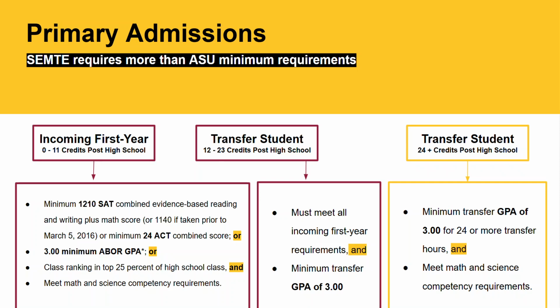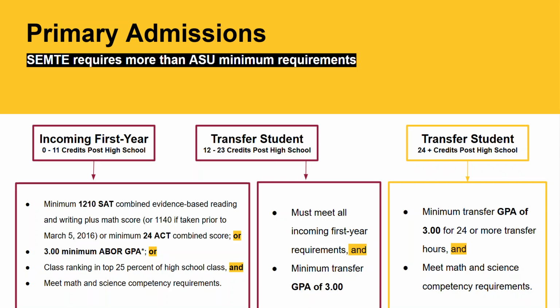For incoming first-year students or students who have completed 0 to 11 credits post-high school, you must have one of the following: a minimum 1,210 SAT combined evidence-based reading and writing plus math score, or a minimum 24 ACT combined score, or a minimum 3.0 A board GPA, or a class ranking in the top 25% of their high school class. In addition to one of those, they must also meet the math and science competency requirements.